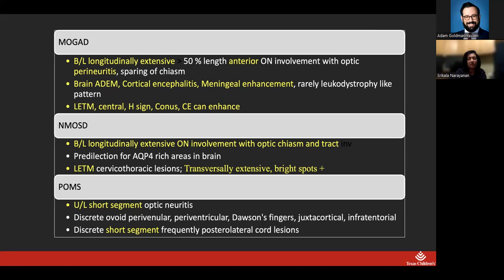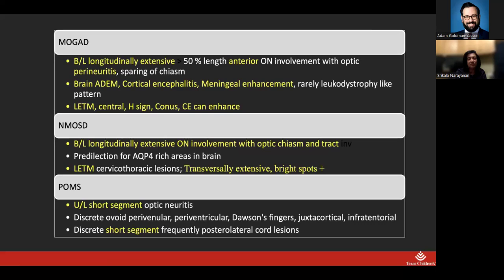When we come to NMO spectrum disorders, again, bilateral longitudinally extensive optic neuritis, but it's more posterior, so it involves the optic chiasm and tract. It has a predilection for involvement of the aquaporin-4 rich areas in the brain, but sometimes it can also involve, remember, the corticospinal tract. You can have tumefactive lesions. Longitudinally extensive transverse myelitis in the spine, more cervicothoracic. It can involve the whole circumference, and sometimes you can have these little bright spots within them.